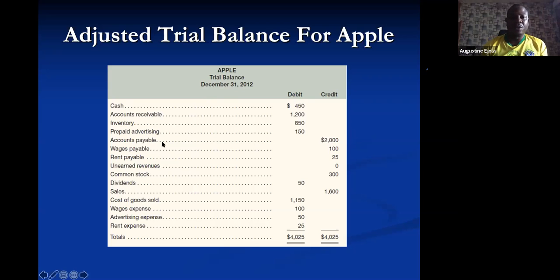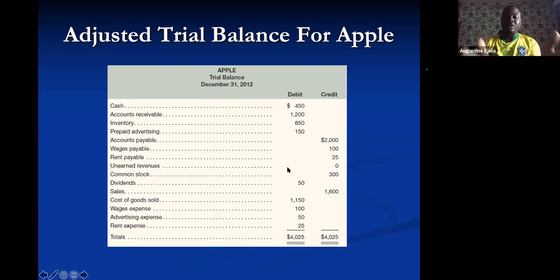Accounts payable, which is a liability. Wages payable, a liability. Rent payable, a liability. Common stock, which is your equity. Sales, which is your revenue. All of these are credit items. And typically when you sum them up, they should have the same balance. And when you have the same balance, it's a reflection that your accounts are correct.